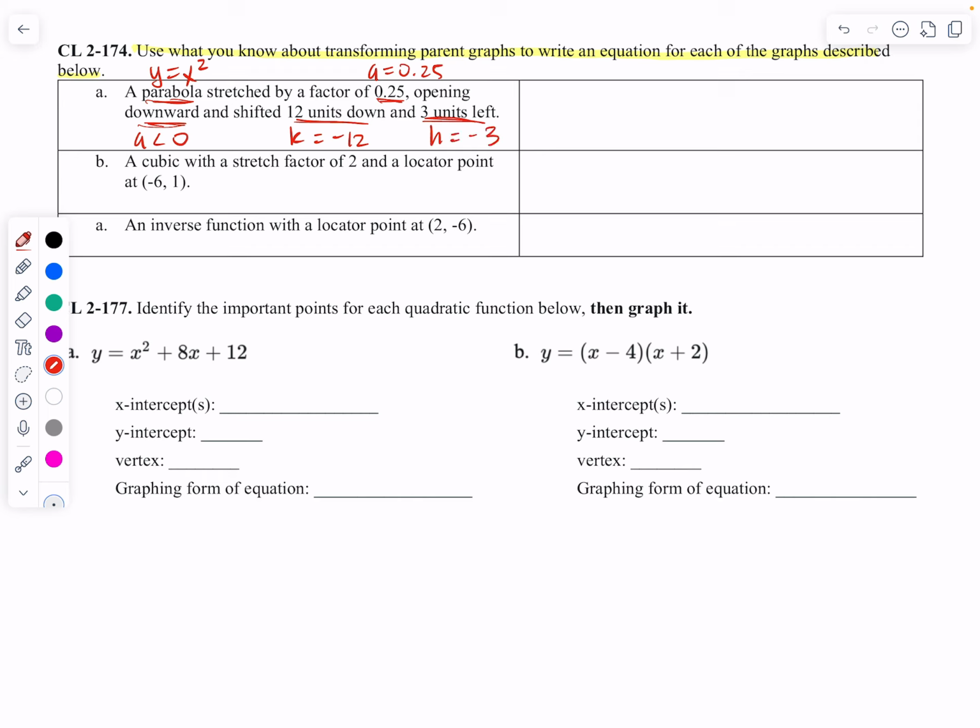And if it moves 3 units to the left, that means that the horizontal shift of h is negative 3. So I'm just going to take all that information and put it together, and I'm going to call it y equals negative 0.25, right? It's negative because I'm applying this and this at the same time. Negative 0.25 x minus, I'm subtracting negative 3, so it's plus 3 squared minus 12.